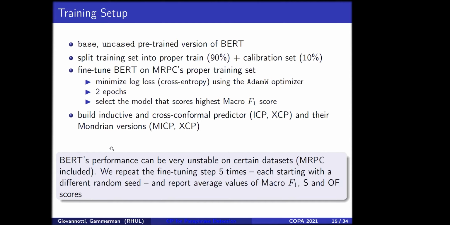And we also need to note that BERT's performance can vary a lot depending on the dataset, and MRPC is a pretty unstable dataset for BERT. Depending on the random seed, on the initial seed, you get really different results. So we decided to report the averaged performance scores over 5 runs.